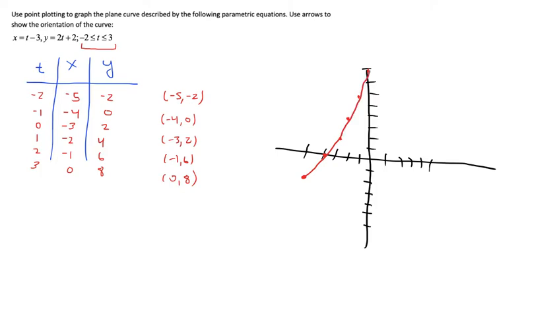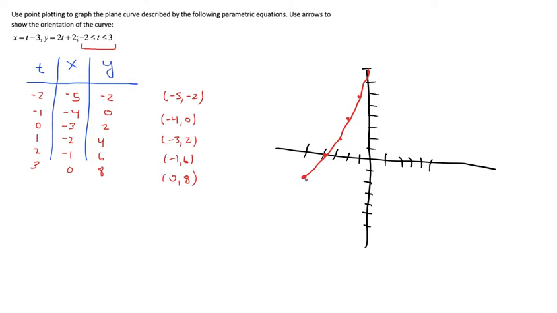Notice that it doesn't extend forever, so I'm not going to draw arrows at the ends. If I didn't put any restrictions on t, and said t is from -infinity to infinity, then yes, it would be a line with arrows, because it goes on forever in both directions. But remember, these are parametric equations. When I say use arrows to show the orientation of the curve, that means we go in increasing values of t. So we should always look for the smallest value of t, which in this case is here.